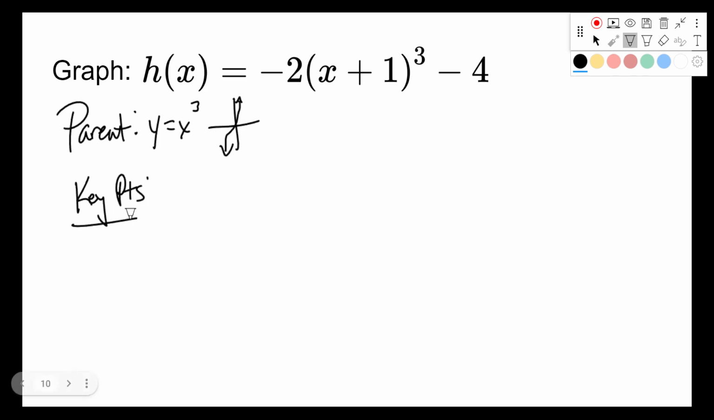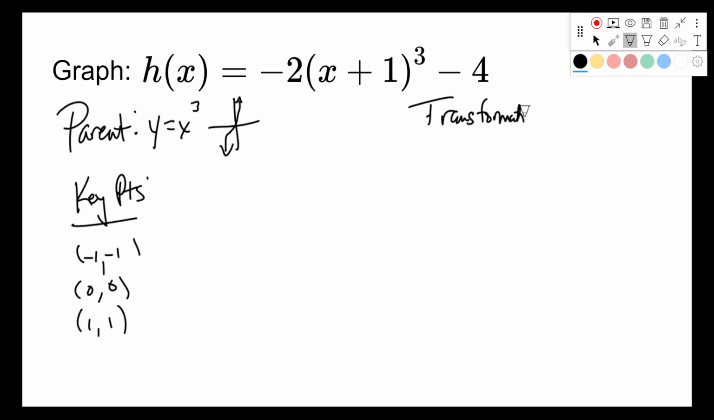Your key points for that. So again, we're going to plug in simple numbers. -1, plug it in. -1 cubed is -1. 0, plug it in, 0. 1, plug it in, 1. Our transformations. There are 4 transformations.